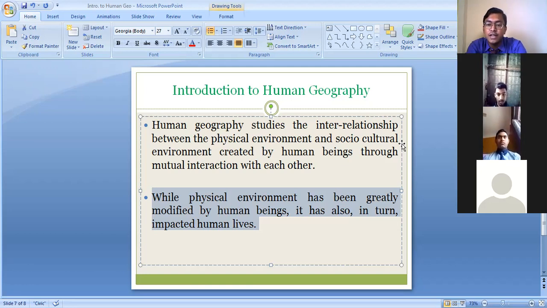So this is how human activities have caused a lot of changes to the physical environment, and the physical environment has retaliated back. It is also causing an impact in our life, and this impact on human life is actually not a positive impact, but a negative impact.